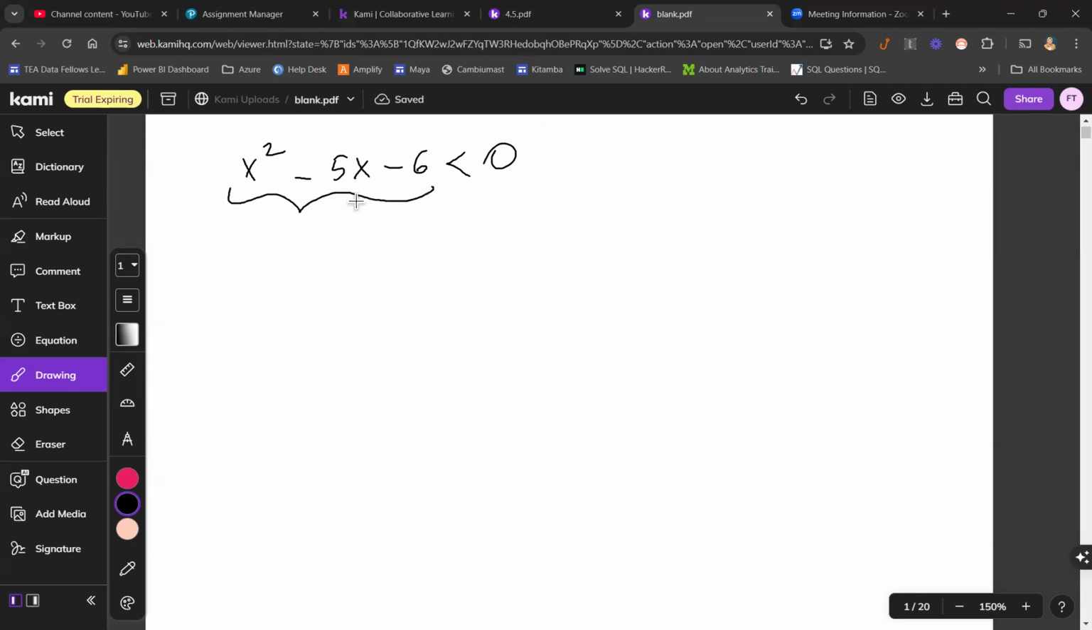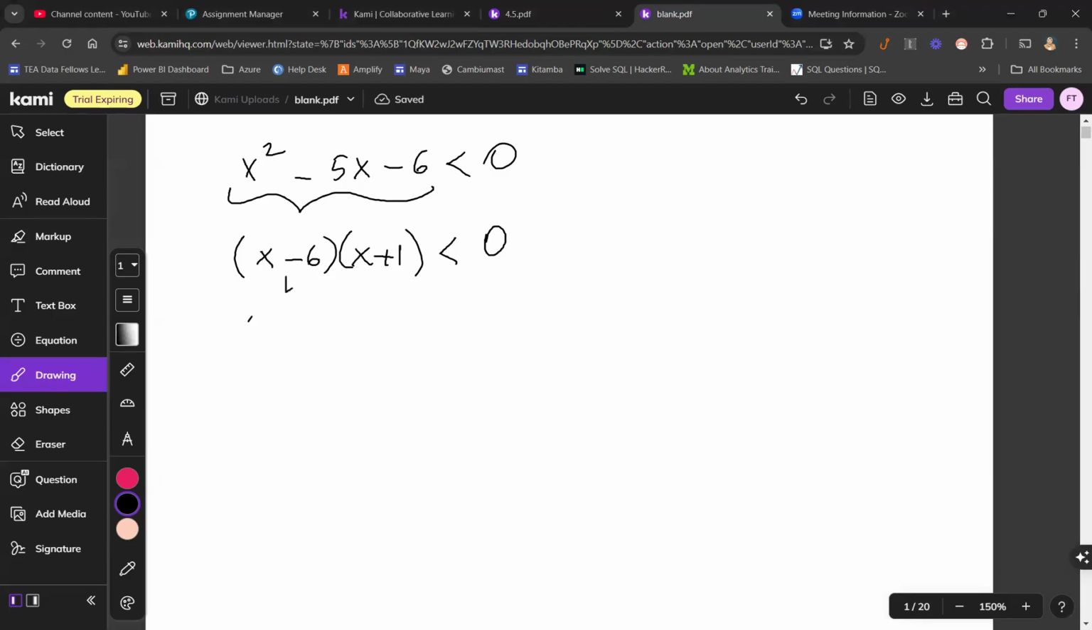Step number 1 will be, we're going to factor what we are given. So when we look at the factors for x squared minus 5x minus 6, the factors are x minus 6 and x plus 1. Because when I multiply these two numbers, their product is negative 6. And when I add them up, their sum is negative 5.